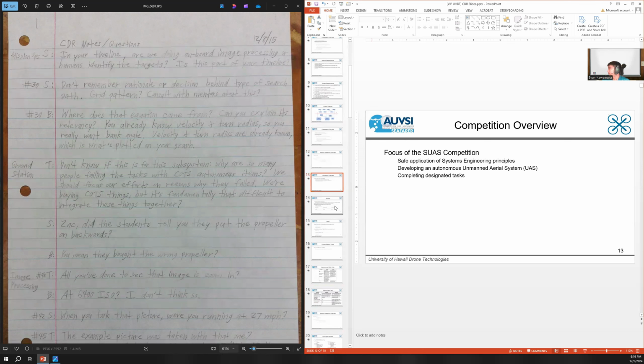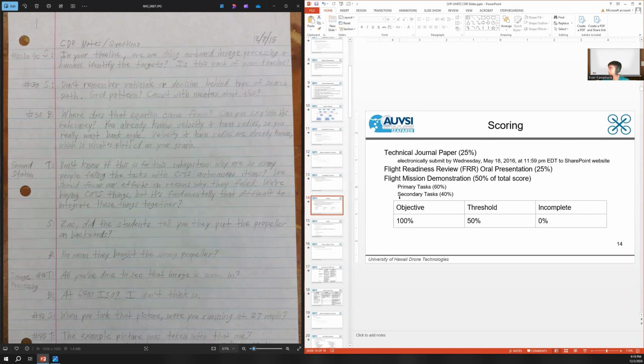So we focus on the competition. You need to use system engineering principles, develop this autonomous drone, and complete all the different tasks. So for scoring, there are three different components. There's a journal paper you have to write. Then you have to do an oral presentation for the flight readiness review. You have to actually go and do the competition and score points, the flight mission demonstration.